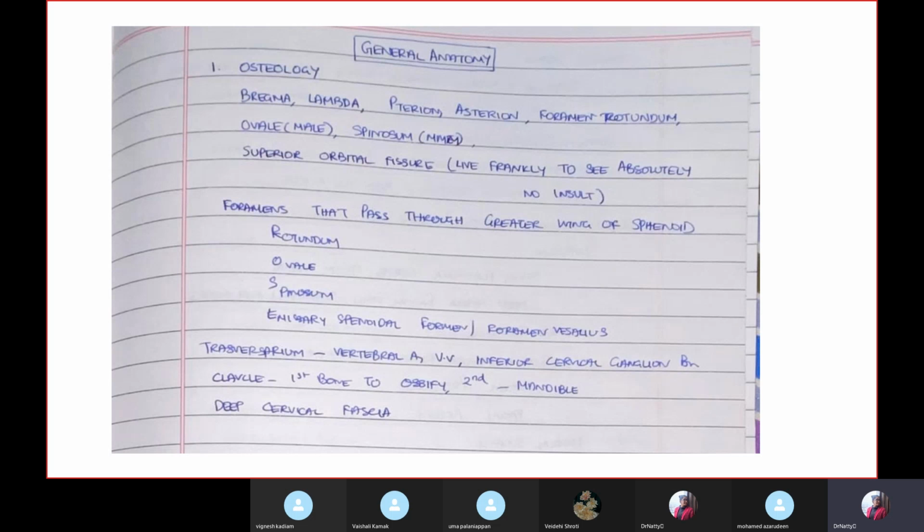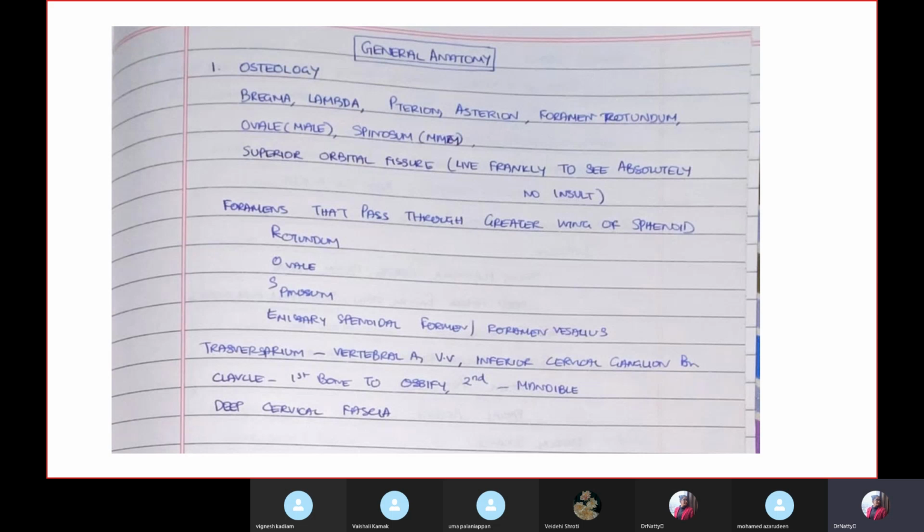Then the next one, foramina that pass through the greater wing of the sphenoid. In the sphenoid bone, you have the body, the greater wing and then the lesser wing. Under the greater wing of the sphenoid, the foramina that pass through are foramen rotundum, foramen ovale, foramen spinosum, and then the emissary sphenoidal foramen, the other name for which is foramen Vesalius. The mnemonic for that is ROSE.